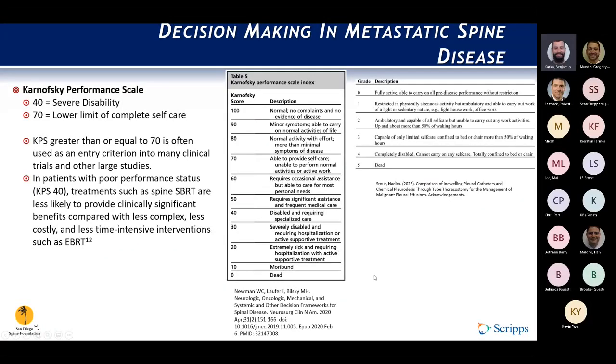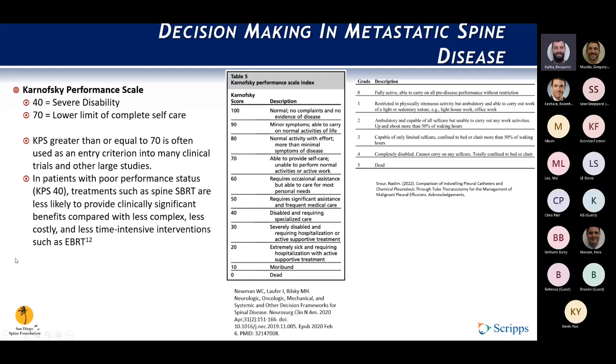Once you possibly have an idea of how long their expected life is, it's also good to understand how they are doing right now, and you can do that with things like the ECOG score or the Karnofsky Performance Index. And within the Karnofsky Performance Scale, two numbers that are important are 40 for severe disability and 70 is the lower limit of complete self-care. And those numbers are important because a Karnofsky score greater than or equal to 70 is often what's used as entry criteria into clinical trials and large studies. So many surgeons have used that as their cutoff for offering a large open intervention.